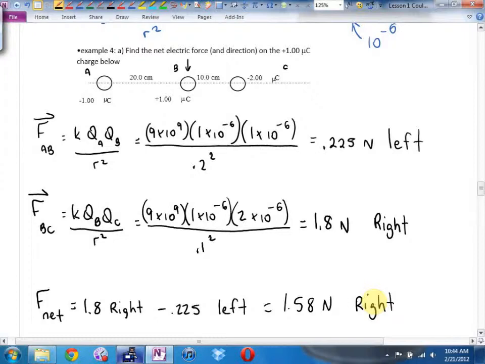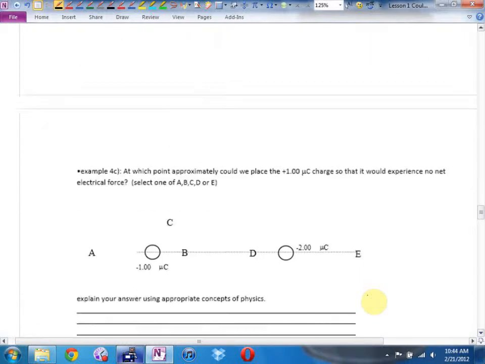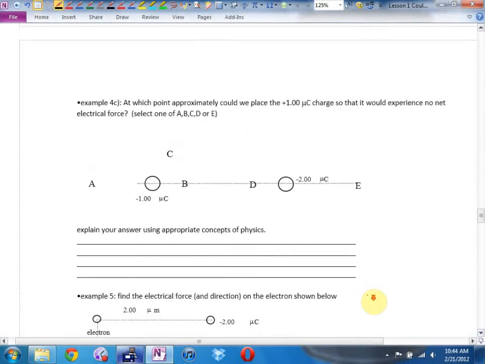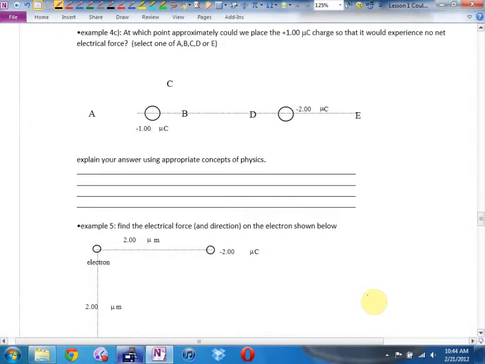You guys are a little dozy this morning. No yawning. Okay. Next page. Example 4C. What happened to 4B, Mr. Dueck? I don't know. 4C. Okay.